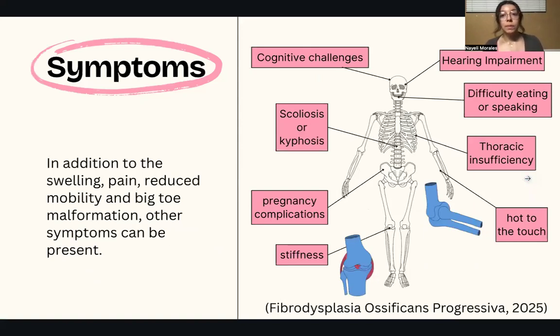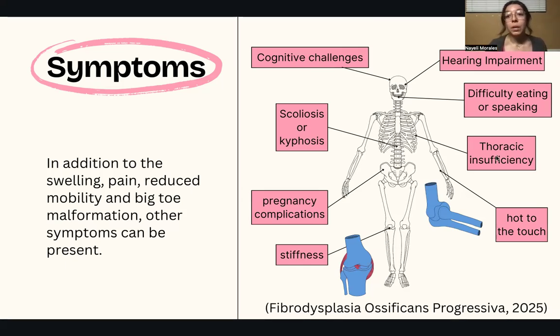So in addition to the symptoms that we already talked about, the swelling, the pain, the bunions, and the reduced mobility, there are other ones. One of them would be hearing impairment, difficulty eating and speaking, and this is specifically if the bone formation starts to form at the jaw. Again, it restricts movement, so this will cause the person not to be able to eat, and they can lose a lot of weight because of it, which is not healthy.